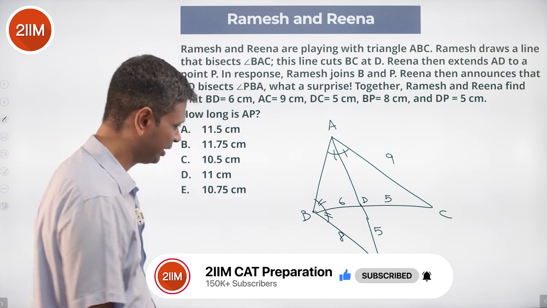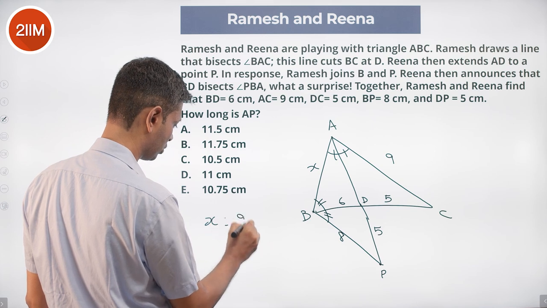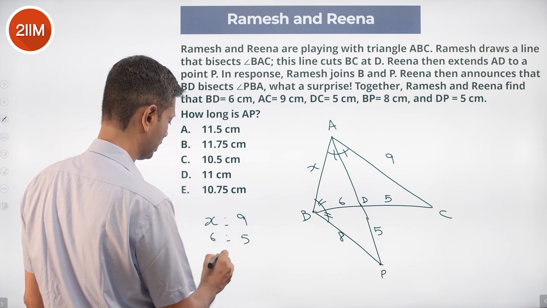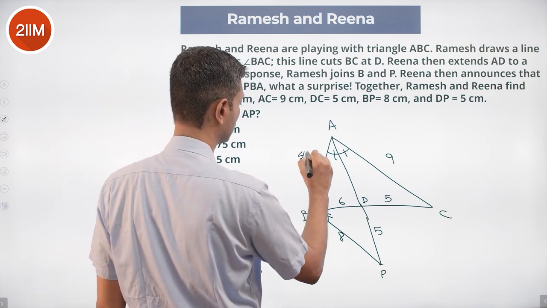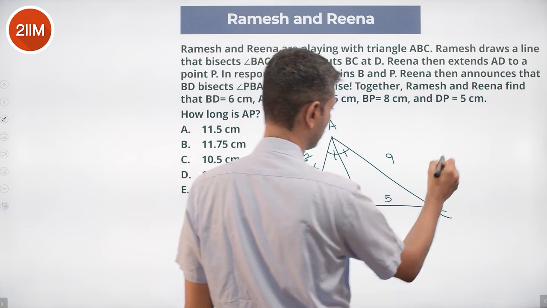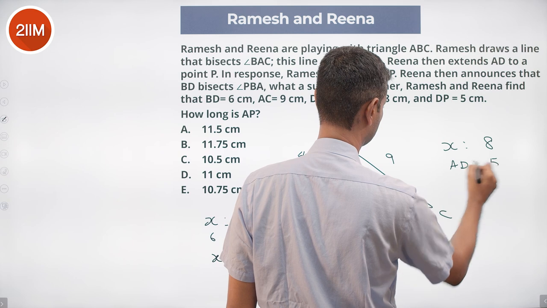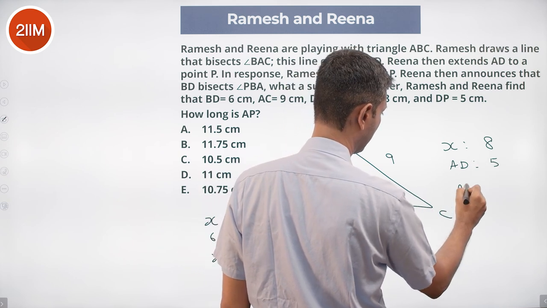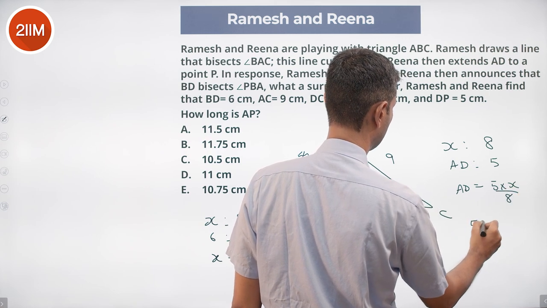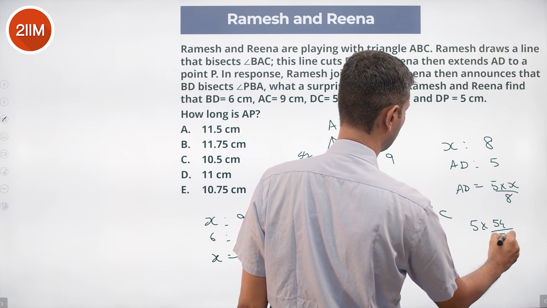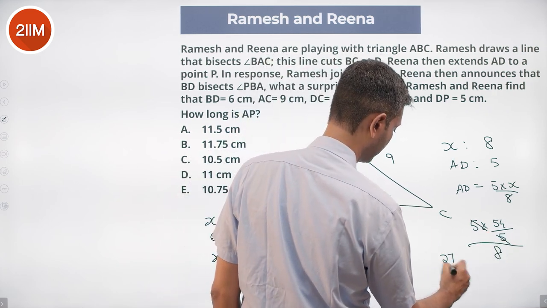Nice. Let's jump in. 6 is to 5 as x is to 9. X is to 9 as 6 is to 5. X is 54 by 5. X is to 8 as AD is to 5, or AD is 5 into x by 8. 5 into 54 by 5 by 8. 54 by 8, which is 27 by 4.